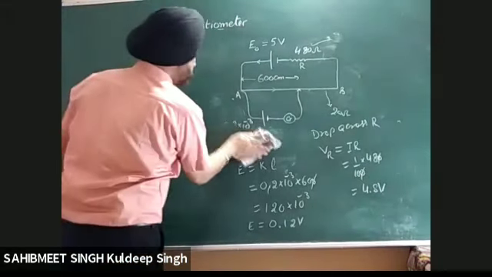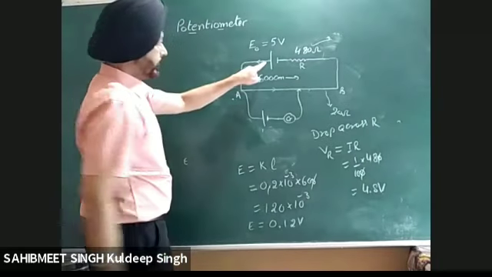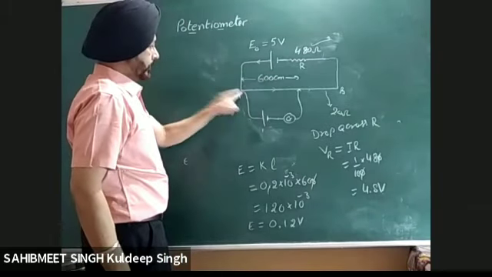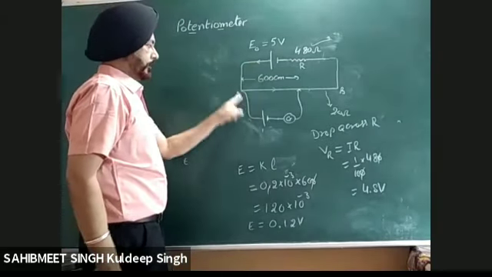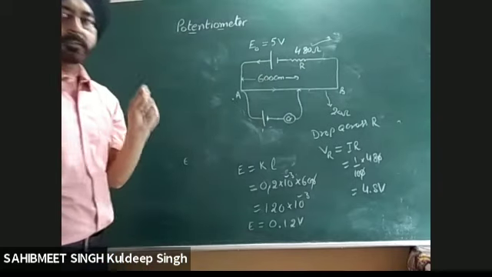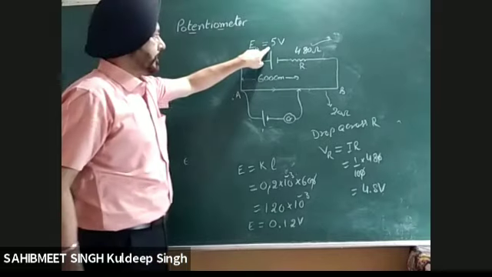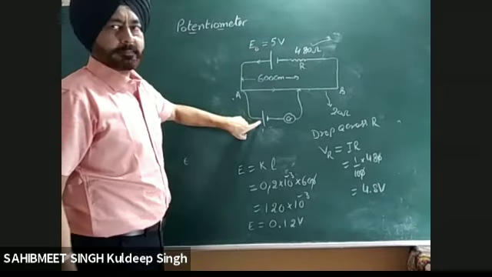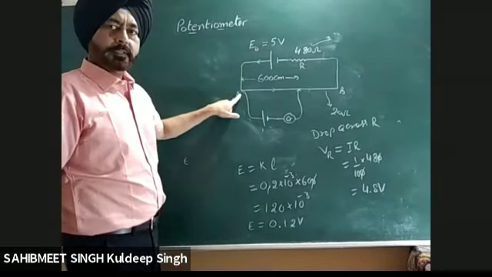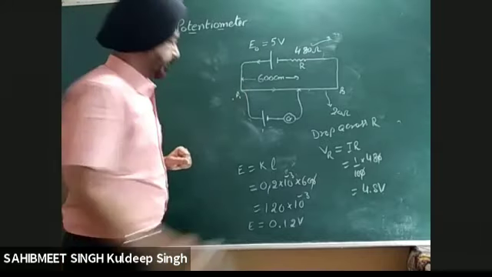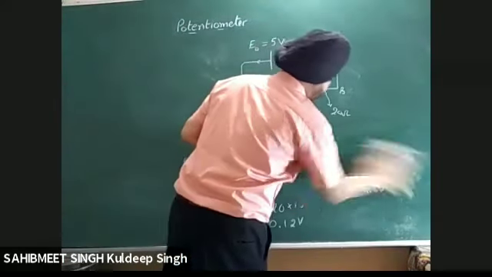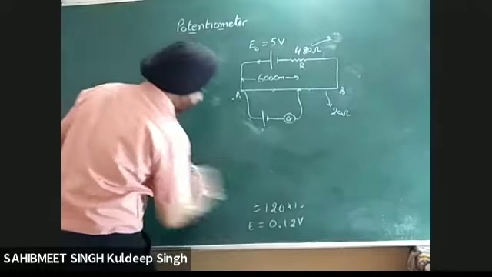Now I have told you if we are connecting positive and positive terminal here or negative and negative terminal here. This is the condition. How to use the potentiometer? You have to connect the same polarity of the driving cell and the secondary cell. Either both positive here or both negative here. Now let us take an example. If you do not connect like that, then what?